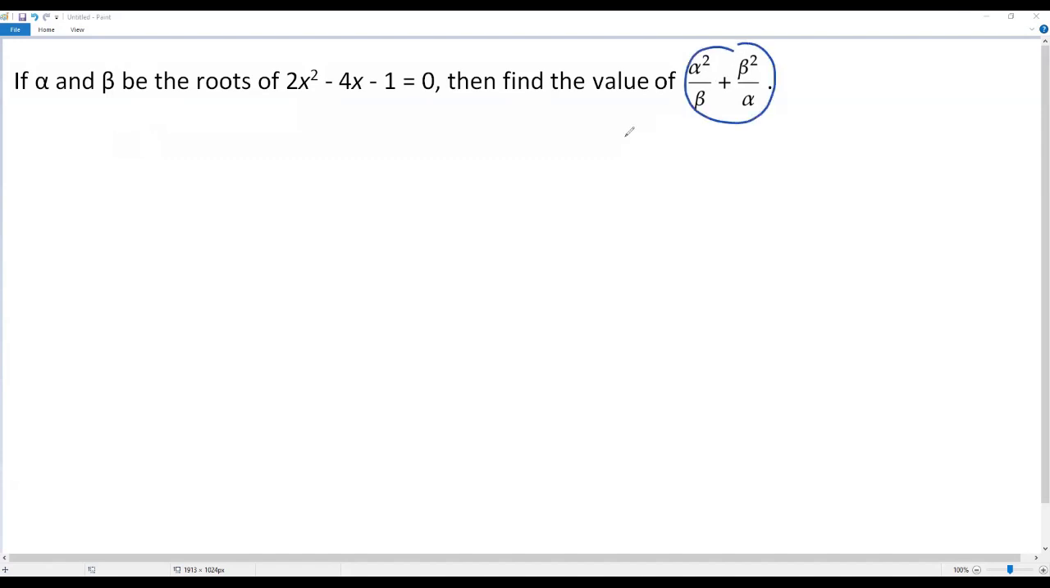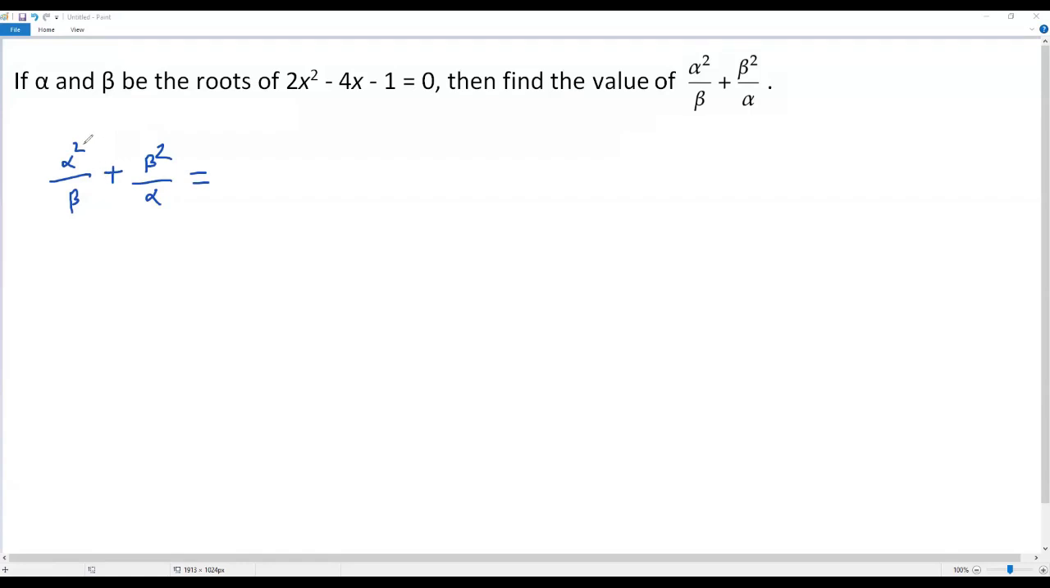Okay, now let me take this expression as it is. That is alpha²/beta + beta²/alpha. Now let's try to simplify this expression. Actually, here we are adding two fractions with different denominators. Here what I can do is cross multiplication to add these two fractions.